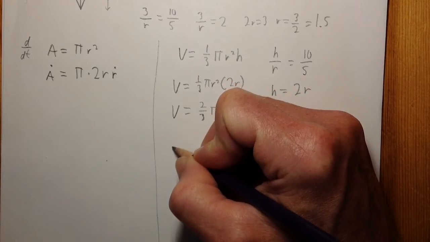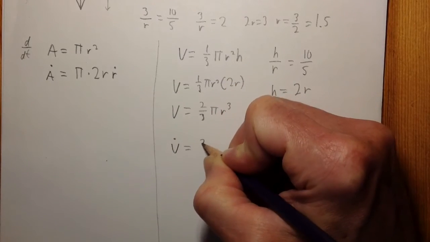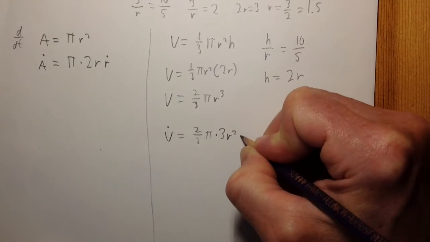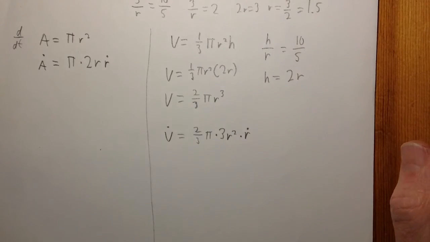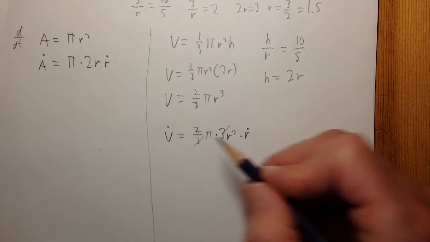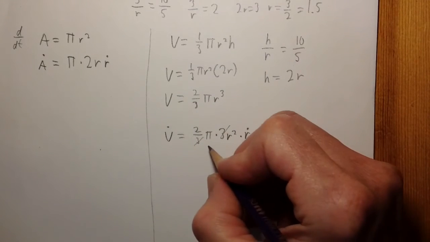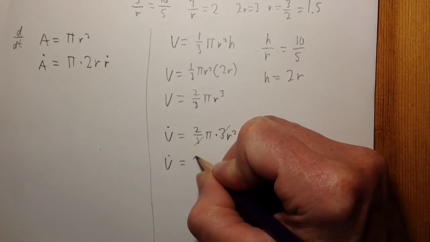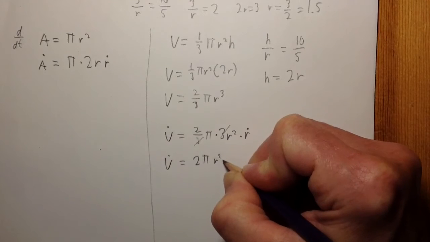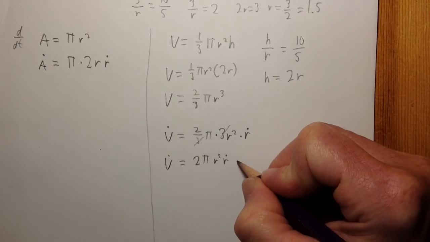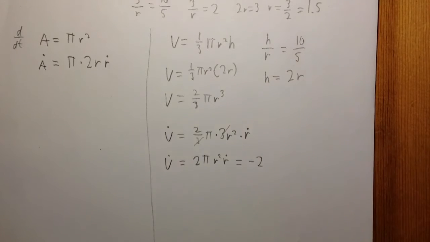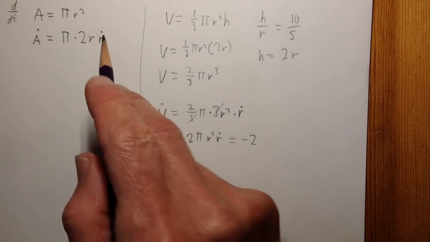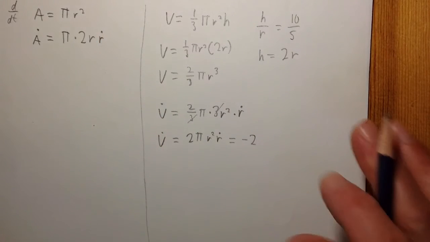So the derivative of v, of course, is v dot. Derivative of this, the 2/3 pi stays. The derivative of r cubed is 3r squared times r dot. The 3's cancel, that's really nice. So v dot then is 2 pi r squared r dot, which we know is -2. So r dot now we can find, and then we can plug that back in to find a dot.